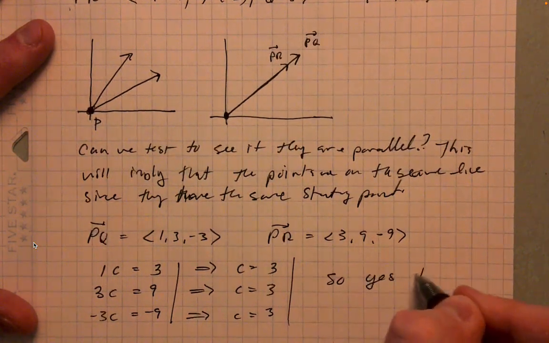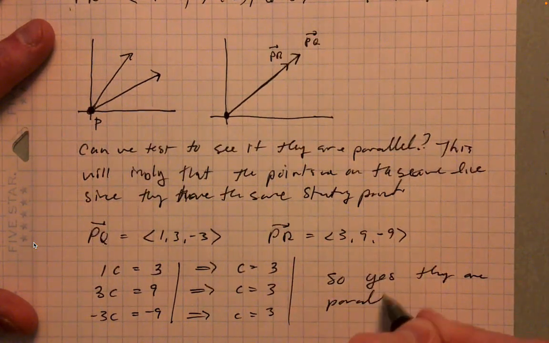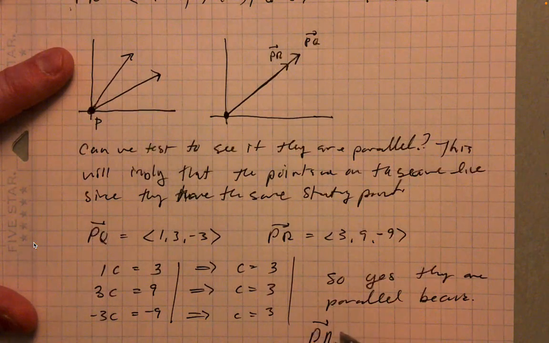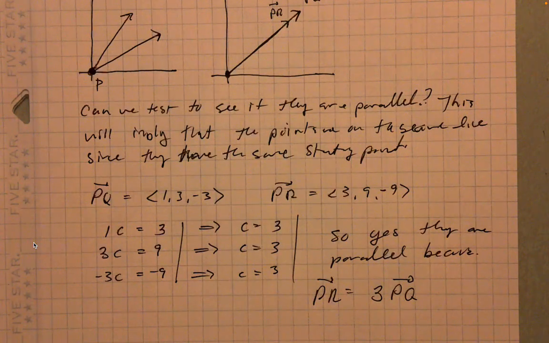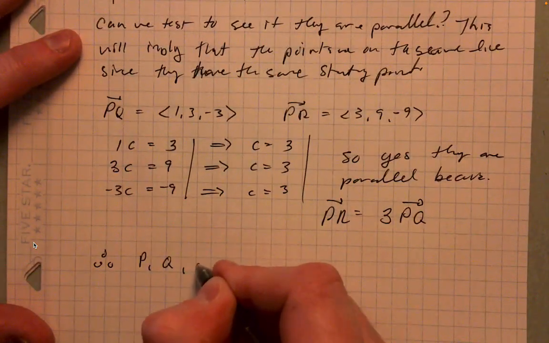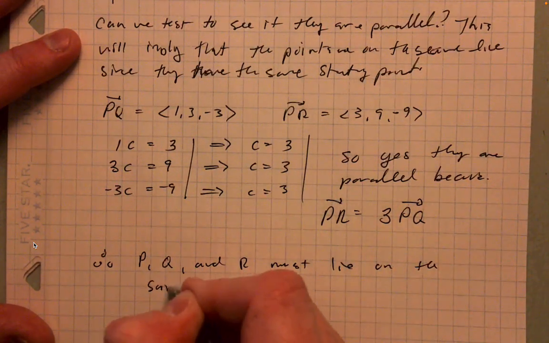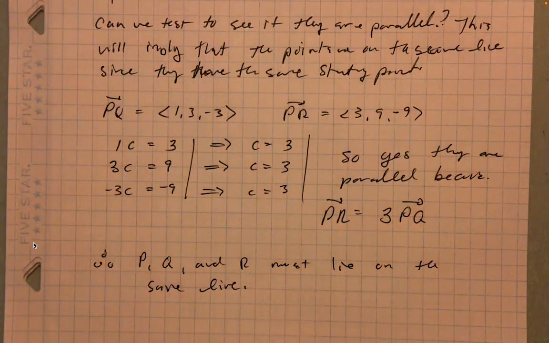So yes, they are parallel, because PR equals 3 times PQ. And that means, therefore, P, Q, and R must lie on the same line. They must lie on the same line because we built vectors out of these with the same initial point, and we found that those two vectors were parallel. Okay, very good.